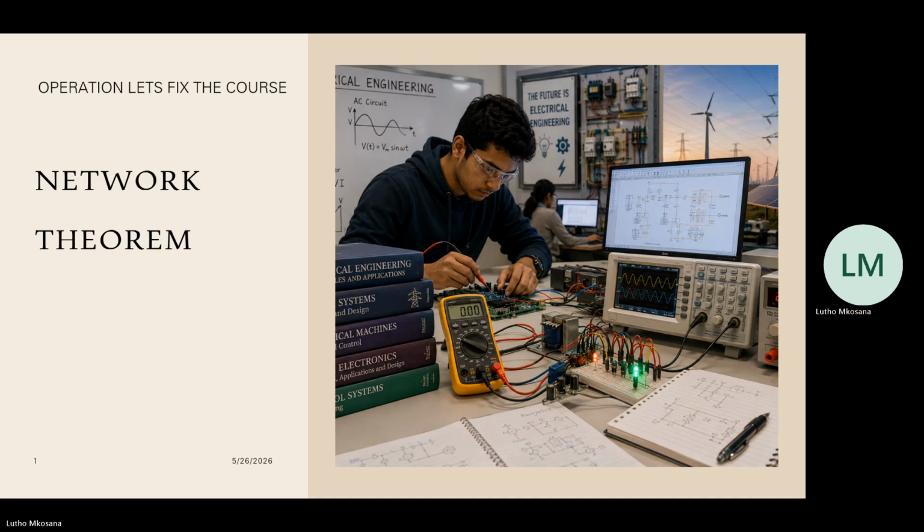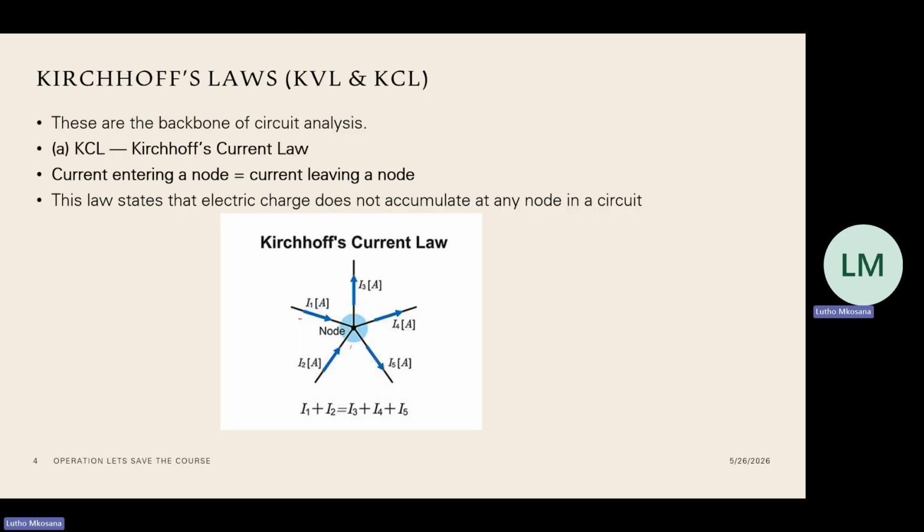a bit of KCL, Kirchhoff's current law. Kirchhoff's current law has two rules. The first one states that current entering a node is equal to the current leaving the node, and that an electric charge does not accumulate at any node in a circuit. This is what it means.